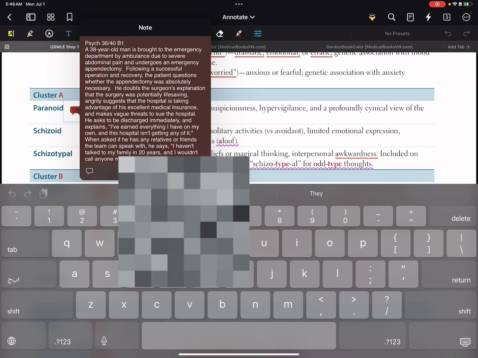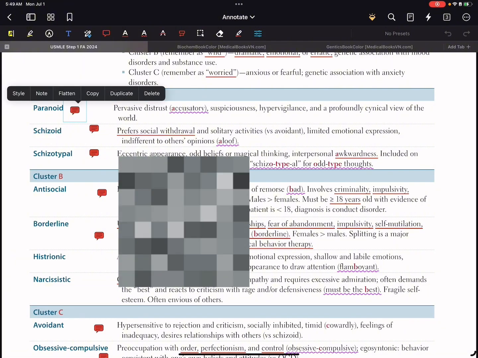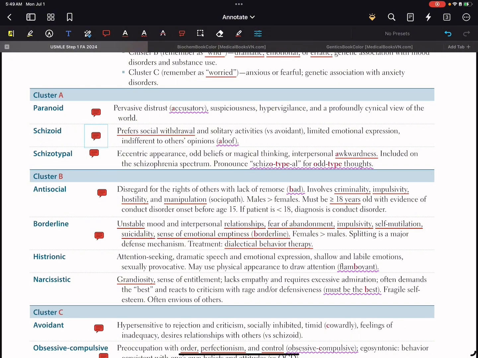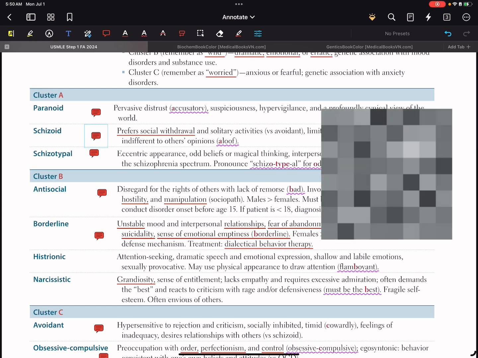So, just paranoid. He doesn't trust his family, he doesn't trust the hospital after they did life-saving surgery. So this is paranoid, accusatory. Schizoid prefers socially isolated and solitary activity versus avoidant. Limited emotional expression, indifferent to others' opinions, aloof. Eccentric, okay, schizoid prefers loneliness. Social withdrawal, solitary activity, aloof.